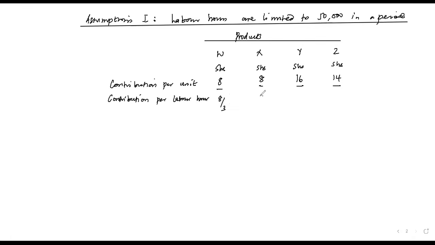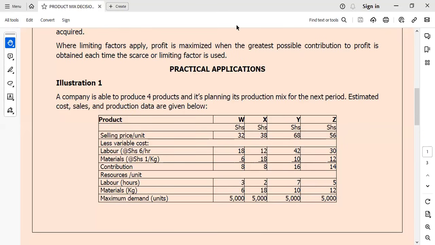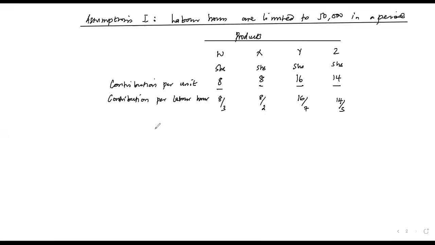Then here I'll get 8 divided by 2. We need 2 labor hours to make a unit of product X. Then here we have 16, then we divide by hours required. Those are 7 hours. Then here it's 14, but we need 5 hours. Those resources per unit, you can check them out in the question. They are here: 3, 2, 7, and then 5. So now you will get the contribution per labor hour.